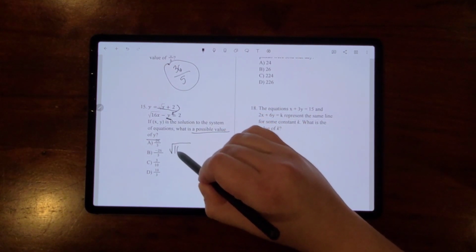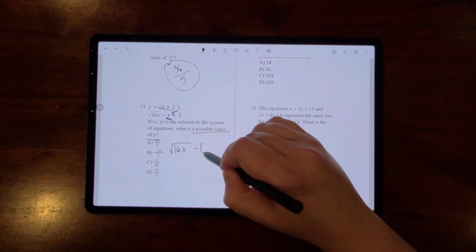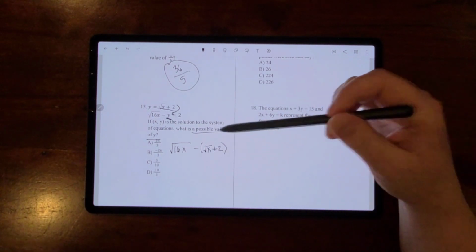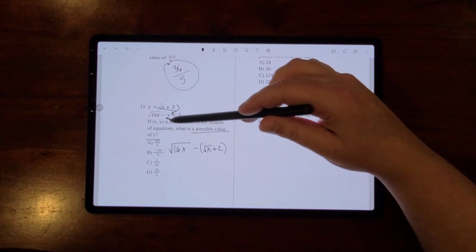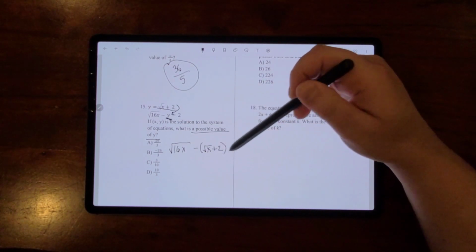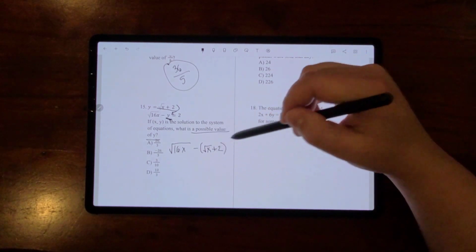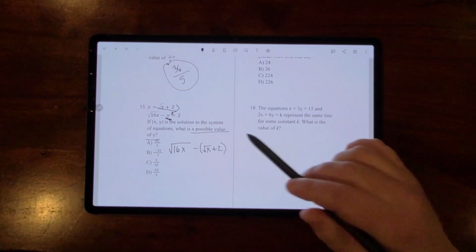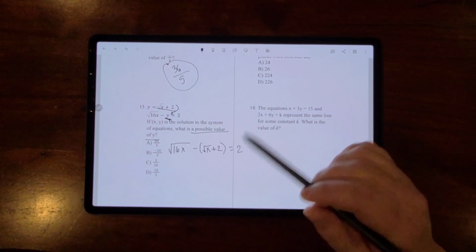I'm going to rewrite it so that it's root 16x minus what y is, which is just minus the whole thing for y, which would be root x plus 2. So remember, you're not just minusing the root x part, you're minusing the whole thing that's supposedly y. So you have to subtract the whole thing, the whole root x plus 2. That's why I put it in parentheses, so I know to apply that subtraction symbol to each of those terms inside the parentheses. And that's going to equal 2.